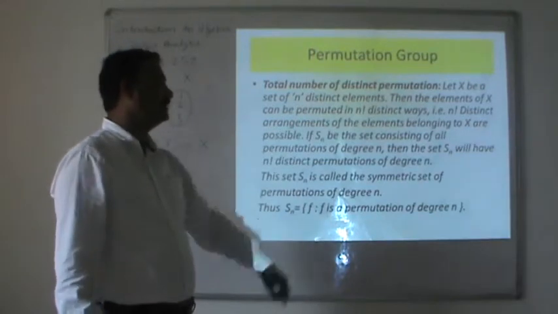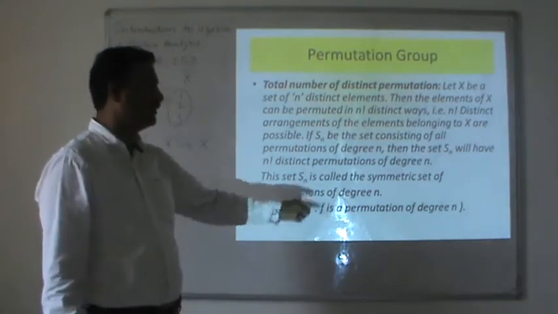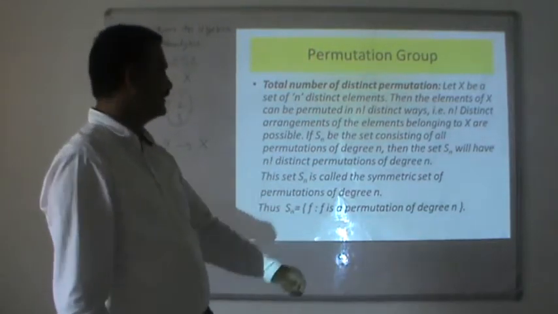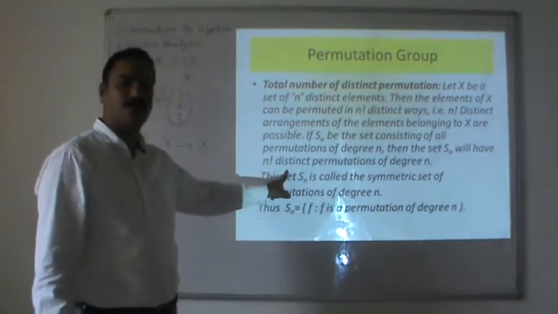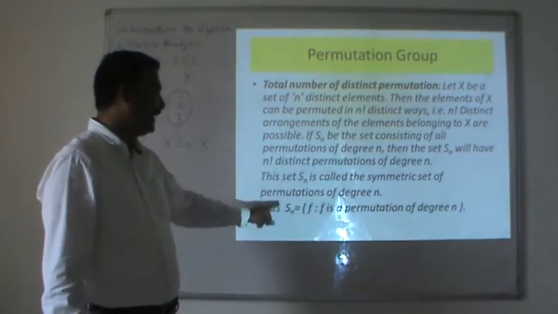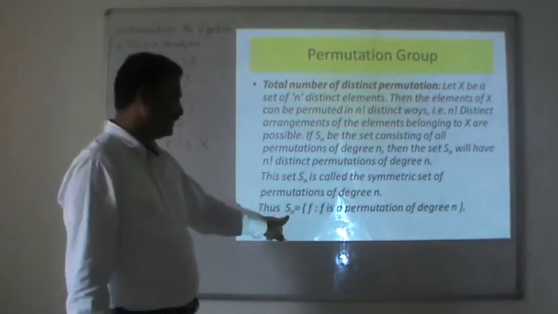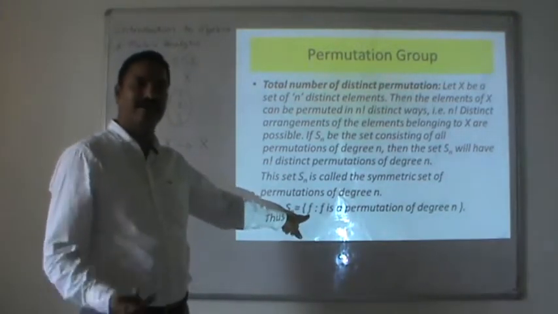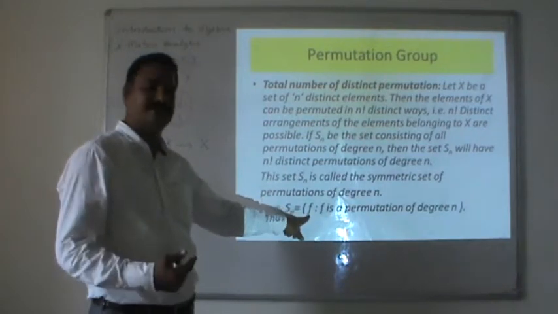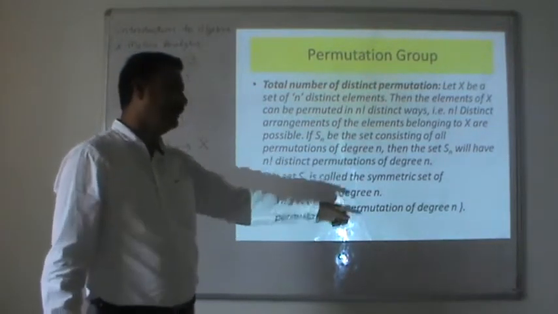And if Sn is the set consisting of all permutations of degree n, then the set Sn will have n factorial distinct permutations of degree n. And this set Sn is usually known as the symmetric set. And this Sn contains elements like f, where each member of Sn is itself a permutation of degree n.